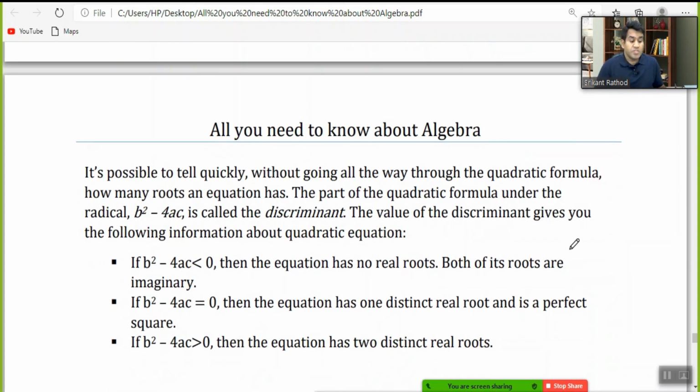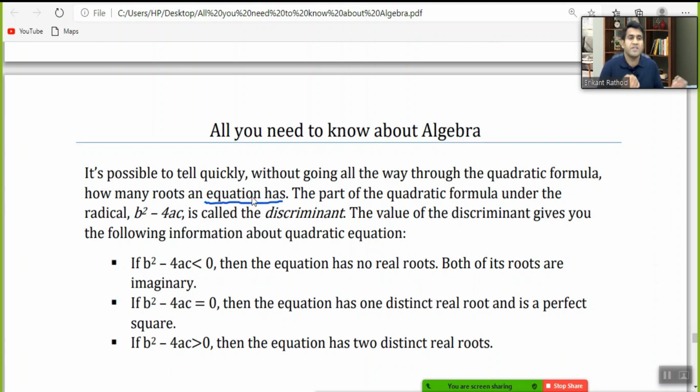There are other questions you may expect based on the quadratic formula. It is possible to tell quickly, without going all the way through the quadratic formula, how many roots an equation has. So without solving and telling there is one root, two roots, or no root, just by looking at the expression itself we can say how many roots the given expression has. Because sometimes competitive exams expect you to say whether the given system of equations has one root, two roots, no root, many roots, or something like that. So this we can predict.